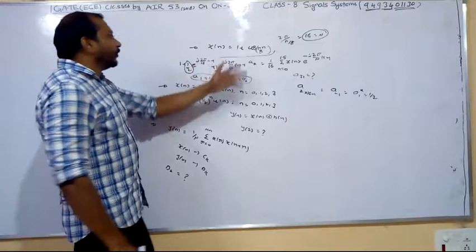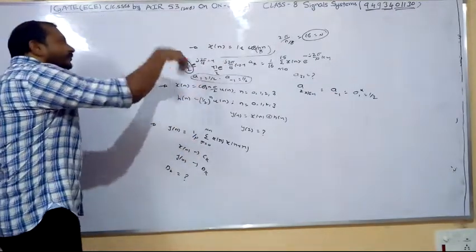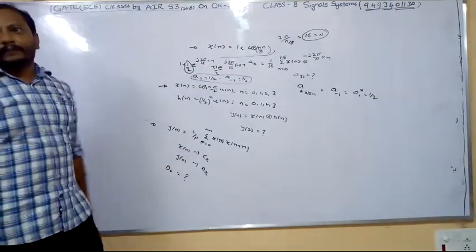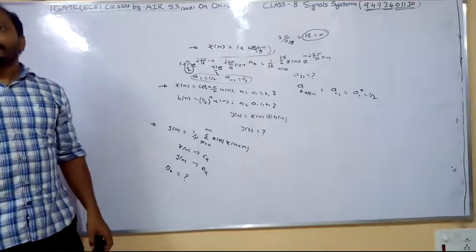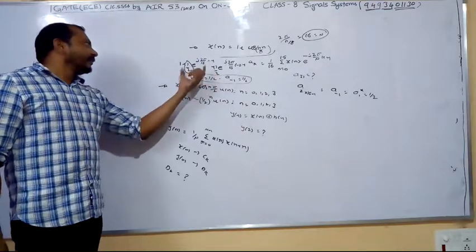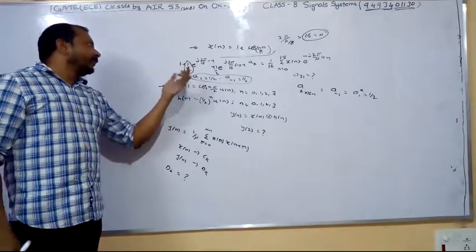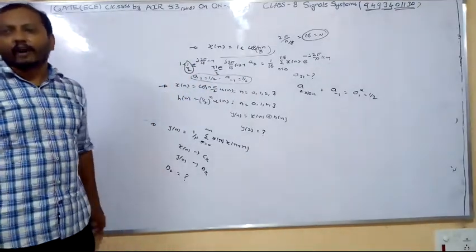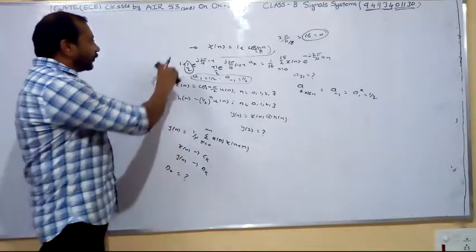Simply represent that in the exponential format and compare it with the standard format, ck into e to the power j 2 pi by n times nk. From that you have to observe for what values of k the given expression exists. The coefficient of that one is your required C1 or C2 or C3 or whatever.